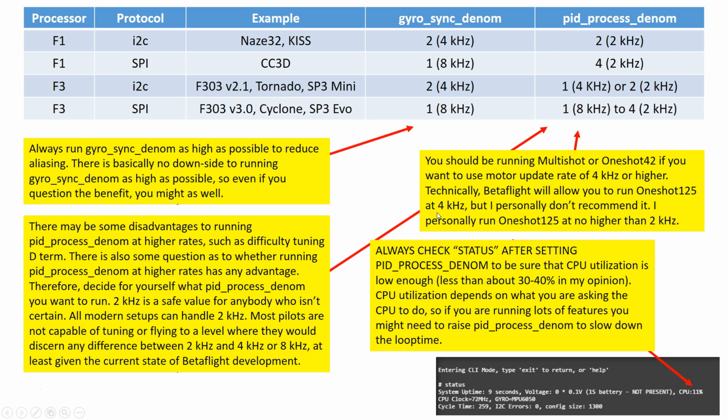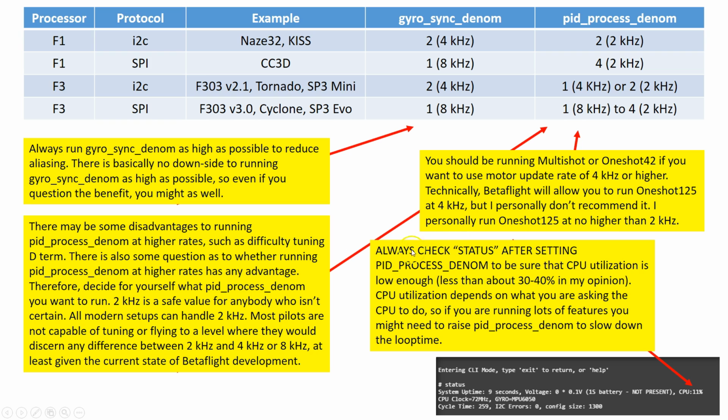And since there's not really a definitive advantage of going from 2 to 4, why push the edge, right? Why give yourself the possibility of getting yourself in trouble? So personally, I run one-shot 125 at 2 kilohertz. And if I want to go to 4 or 8 kilohertz, I make sure that I'm running, in my case, multi-shot, but you could also run one-shot 42 if that's what your ESC supports.